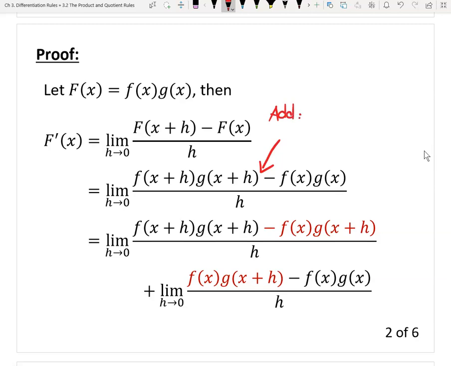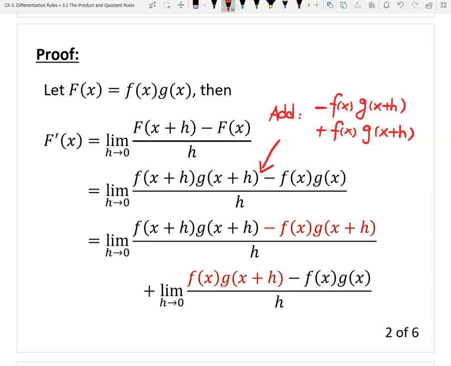The first term, I'm going to minus a term. Okay, I'm going to minus f(x) times g at x plus h. Okay, what does it mean? After this first term, I minus this term. Of course, if we minus the term, we change the value. Therefore, I plus the same term again. See, if I minus the term, then I plus the term, of course, we did not change any value, right? However, this time we have 4 terms on the top.